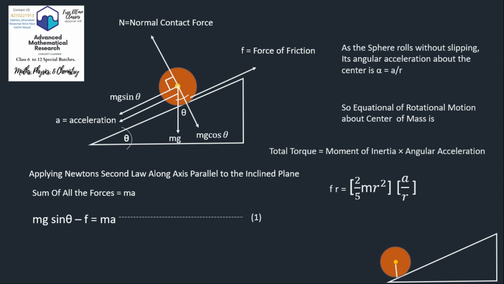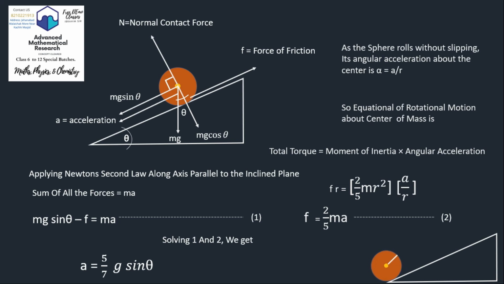So what is the moment of inertia of this sphere? 2/5 times m r squared. And what is the angular acceleration? Angular acceleration must be equal to linear acceleration divided by r. So solving this, we can find the force of friction as 2/5 times m a. Now solving equations 1 and 2, the linear acceleration a must be equal to 5/7 times g times sine theta.